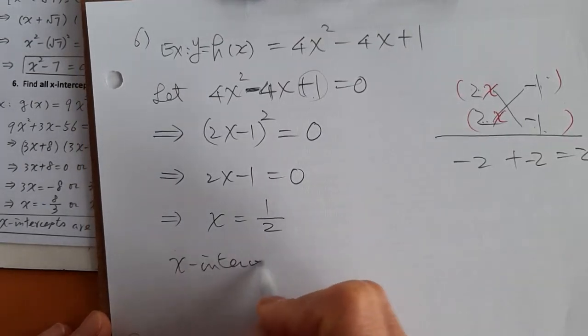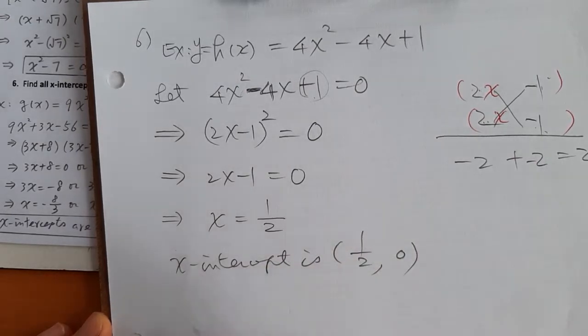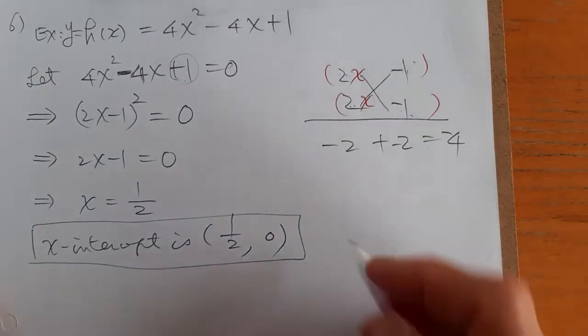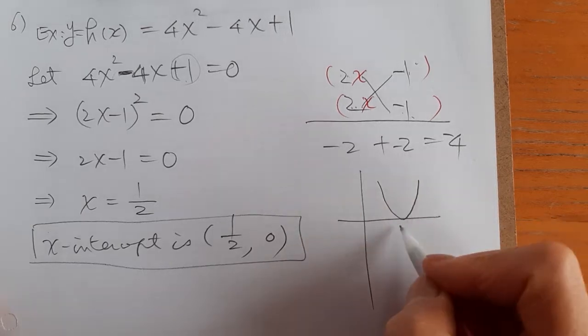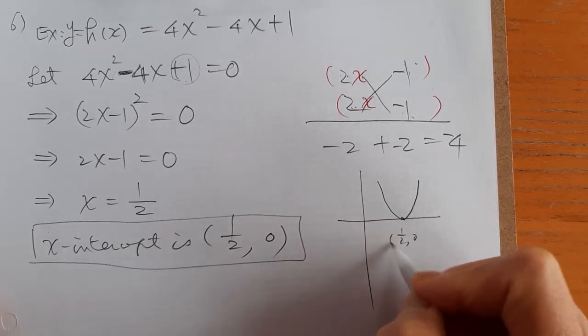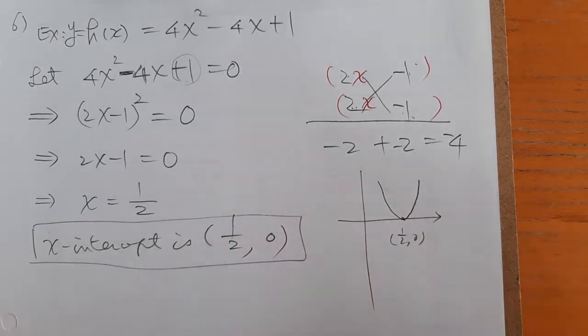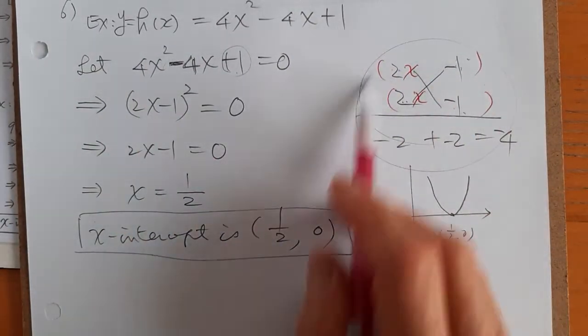So then you answer: the x-intercept has x coordinate 1 over 2 and y coordinate 0. That's 1 point. The graph touches the x-axis at only 1 point, at 1 over 2, 0. This question you can do by factoring like this.